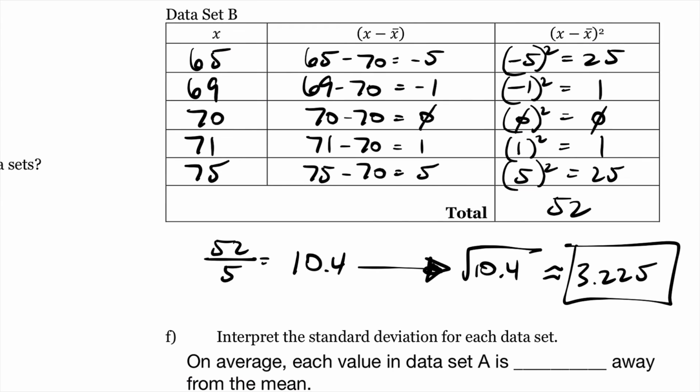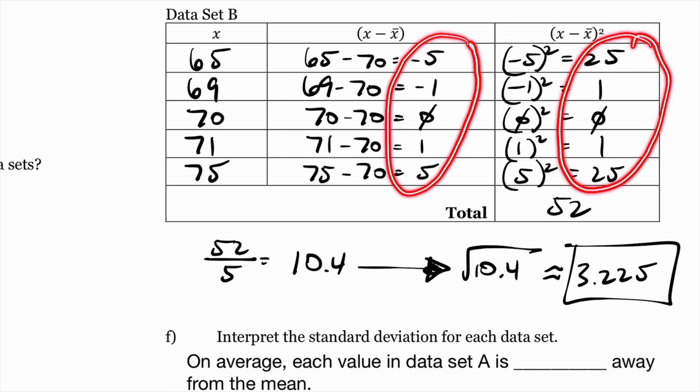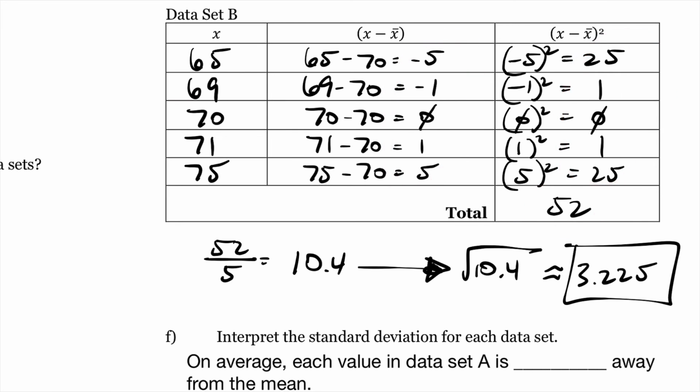So look at the table. What do you notice about the table versus the table above? A lot smaller. The numbers are a lot smaller in this table here. Look at these numbers here. Look at this number, right? Numbers are a lot smaller. Why are they smaller? What's causing those numbers to be smaller than the table for A?